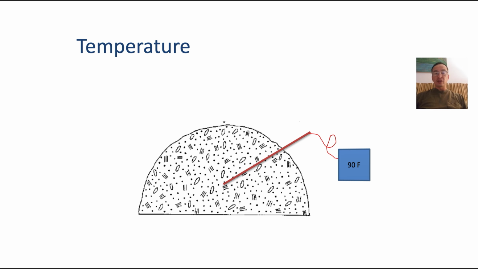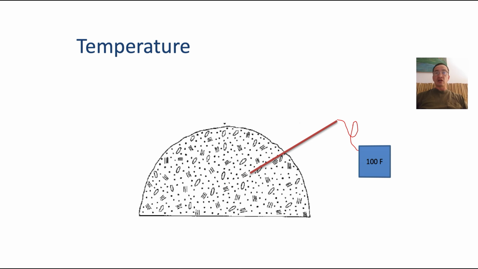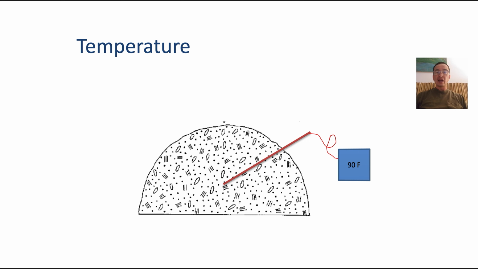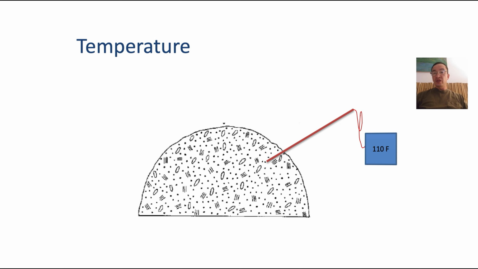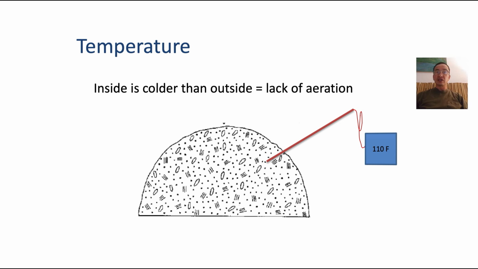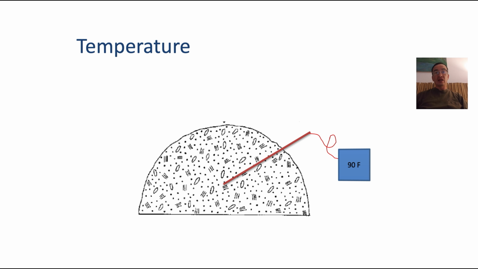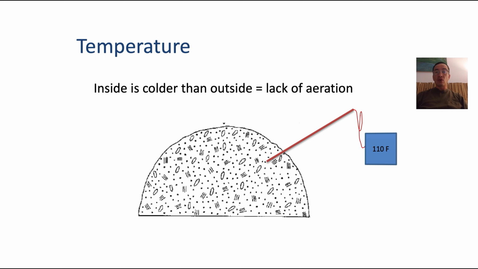You put a thermometer in the center of the pile, you take it out like a foot, you take it out like another foot, and in here you can see 90 at the center, 100 coming up, and then 110. So it is colder inside, and it could be lack of aeration, it could be that it's too wet on the inside, it could be many things. It should be about the same all over the pile. We sometimes cannot build the pile properly, and sometimes those things happen.